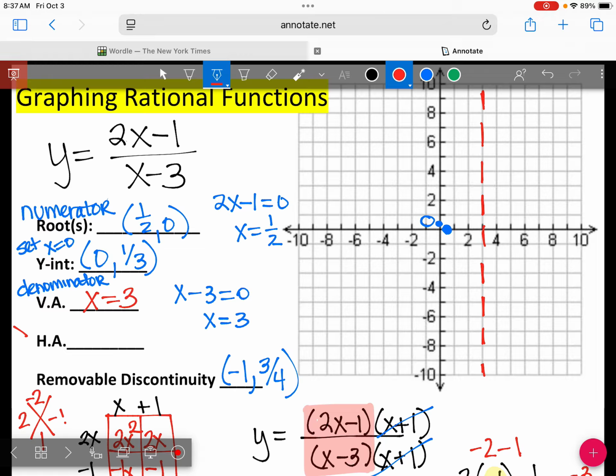Okay. Now we look at, what do you think this is? Top heavy, bottom heavy, or balanced? Balanced again, because they both have a degree of 1. So we're going to divide these two numbers. That's my leading coefficient. So I'm going to take 2 and divide it by 1. And what do you get? What is 2 divided by 1? 2. So y equals 2 is my horizontal asymptote.